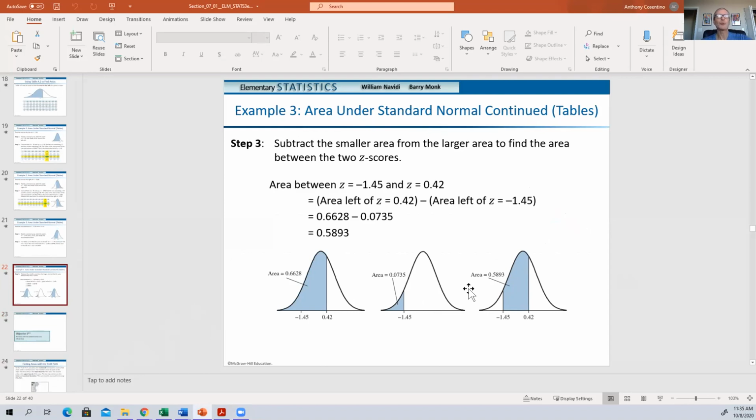So let me do one, because I think it's good to do one example. And so let's say I asked you, what is the probability of, say, the z-score between 2 and minus 1.